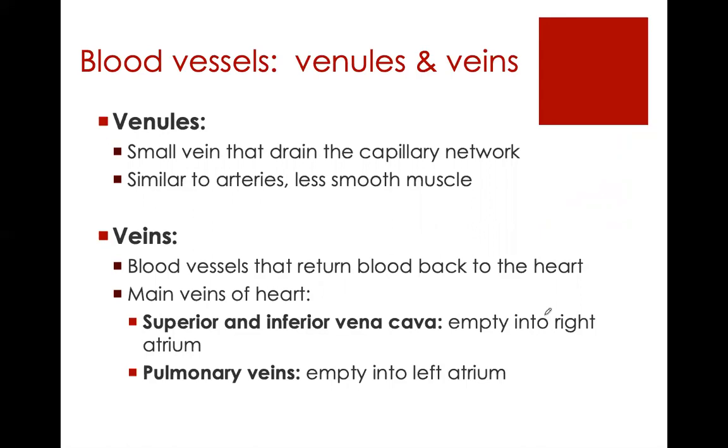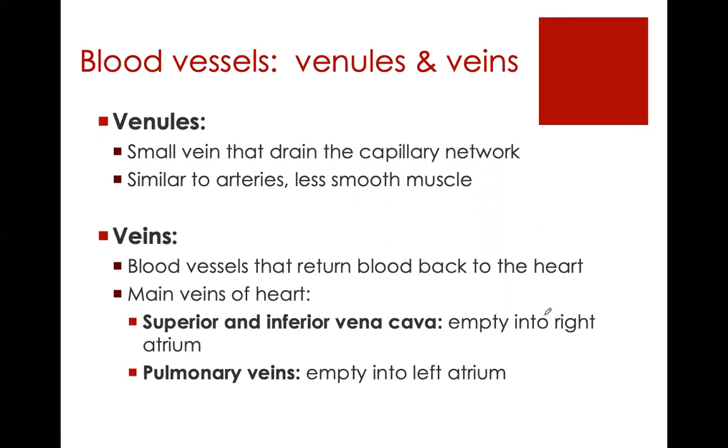And they are similar in structure to arterioles. I'm sorry, it says arteries, but they're similar to arterioles, they just have less smooth muscle. And these venules eventually empty into your veins, which are the largest of the blood vessels that return blood back to the heart. Now, because your heart is now going to receive blood, right? Receiving is associated with the atria, the two chambers of the heart.